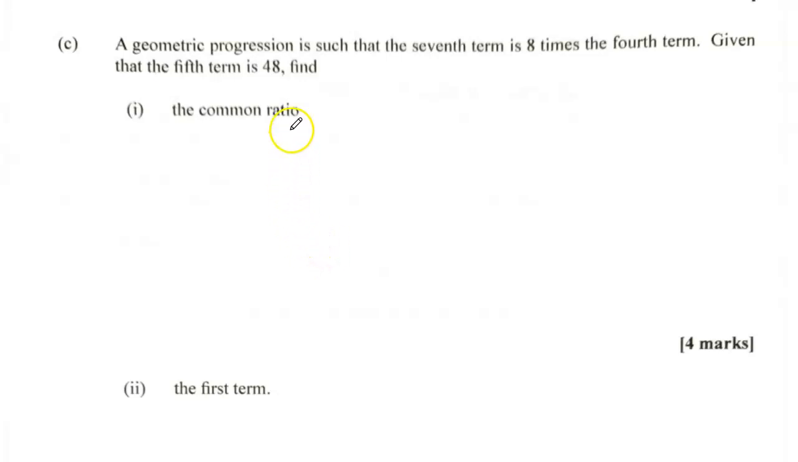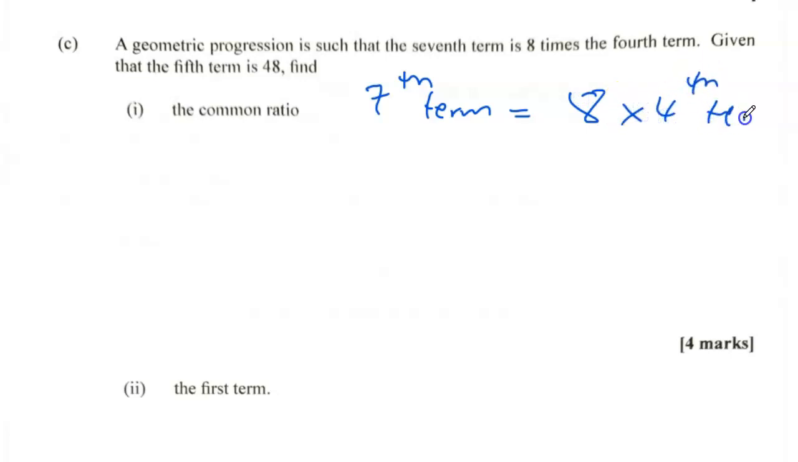So we're on to part C. A GP is such that the seventh term is 8 times the fourth. So the seventh term is equal to 8 times the fourth term. Now we're also told that the fifth term is 48. So the fifth term is equal to 48.